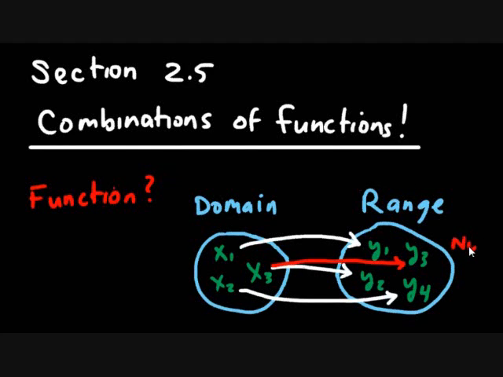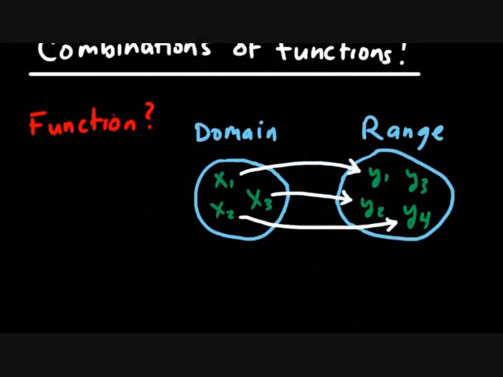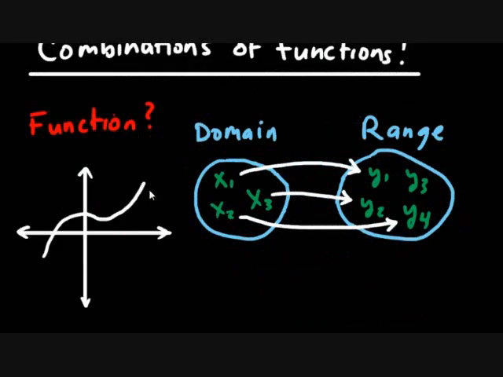So another way you could look at this is if you use the vertical line test, but you would have to do that graphically. So if we drew our function, a vertical line would only intersect our function once, and at most once.